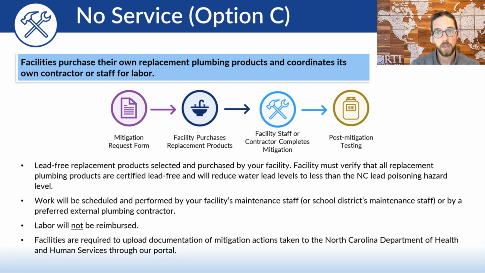Finally, although the program strongly encourages facilities to make use of the public funds to complete water mitigation, there is the option to opt out of the paid program and select no service. But facilities are still required to mitigate under the state ruling, must then select and purchase the appropriate replacement products on their own and schedule and perform product installation with their own maintenance staff or a preferred external plumbing contractor. If the no service option is selected, all products and labor costs are the responsibility of the facility, and the facility will not be eligible for any reimbursement.